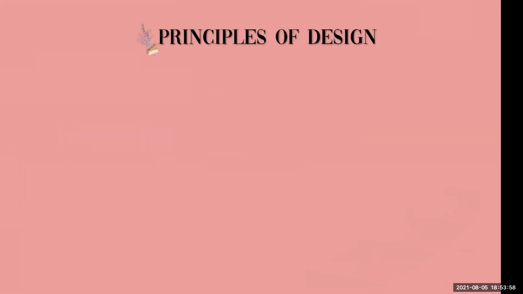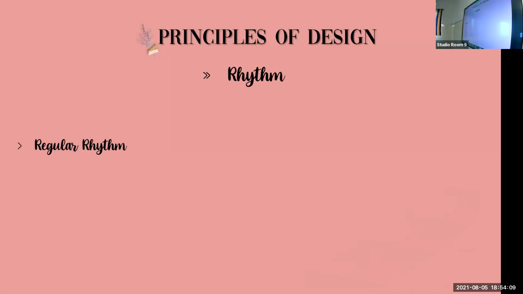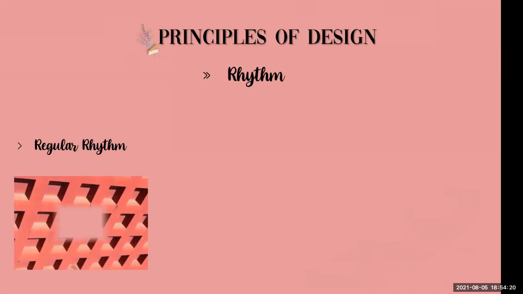And the next is principles of design. The first one is rhythm. Rhythm creates a movement. It is a movement, and it is a recurrence or alternation of elements. In this picture, the element shape is used. The squares are placed with equal intervals. That is known as regular rhythm. It has equal intervals within them.